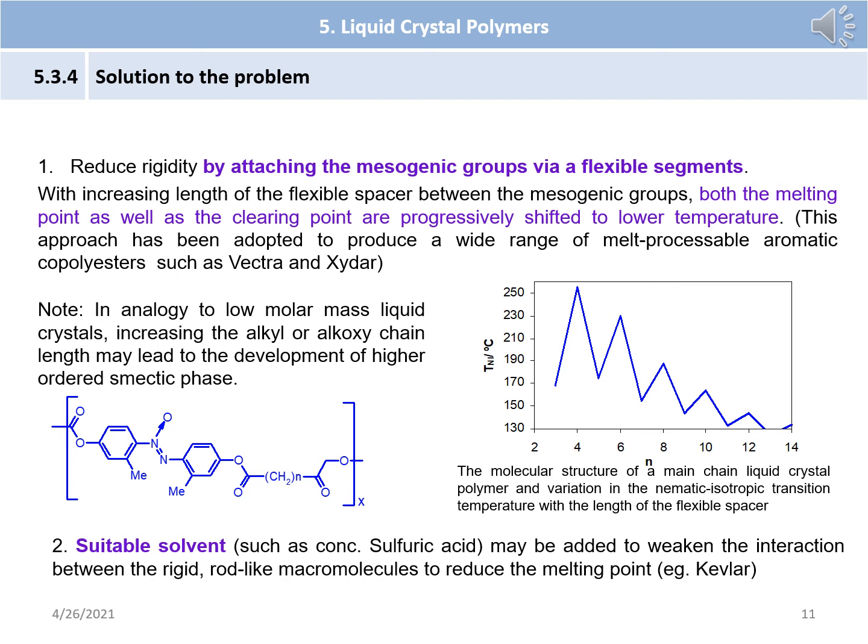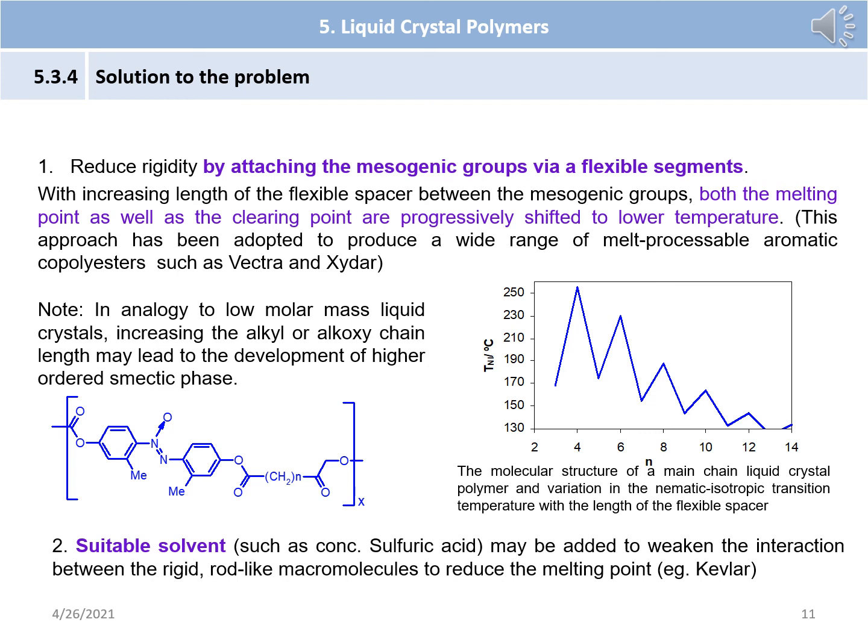Look at the polymer structure given on the slide. If the spacer, n, is increased from n equal to 3 to n equal to 13, the transition of nematic phase to isotropic phase is reduced when the alkyl chain length is increased. Based on the diagram, we can observe the odd-even effect. The length will influence the conformation of the polymer, hence the clearing points. This approach has been adopted to produce a wide range of melt-processable aromatic copolyesters such as Vectra and Xydar.